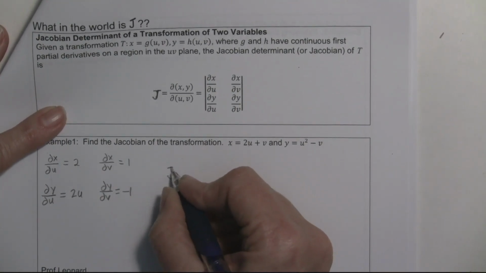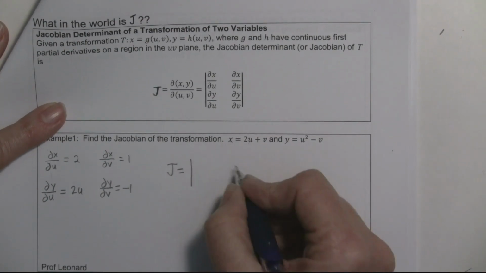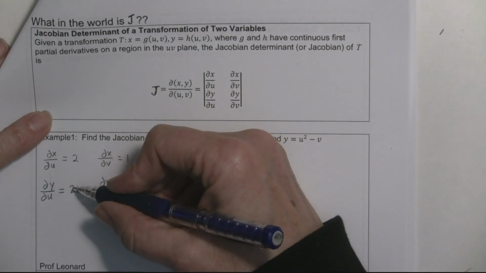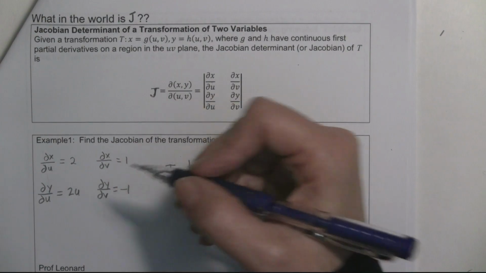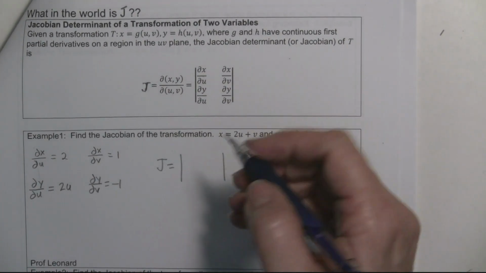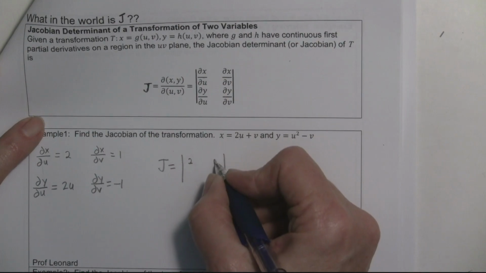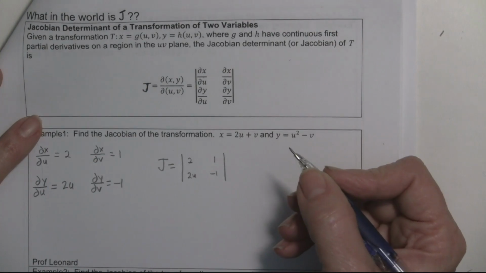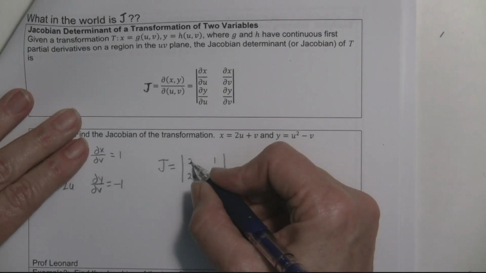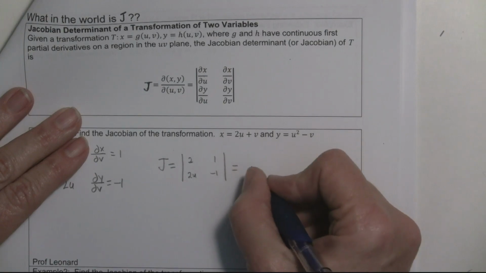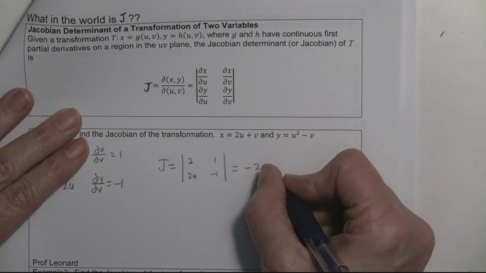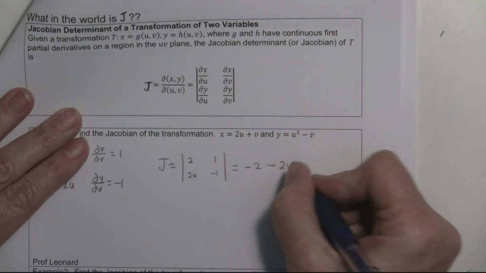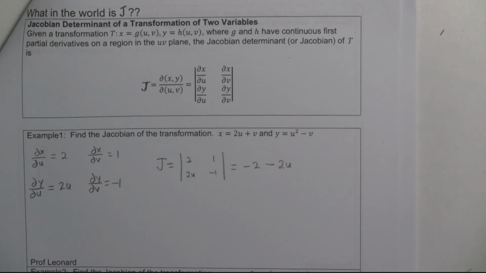Then how you find the Jacobian, it is a matrix, and here's my matrix right here. I put them purposely in this square when I found them, so that I can just fit them right in here, right? So this is 2, this is 1, this is 2u, this is -1. And then you just do the determinant. So when you do the determinant, you multiply these together and you get -2. And then remember, you subtract, right? And then you multiply these together and you get 2u. And that's the Jacobian. So that's how you find it.